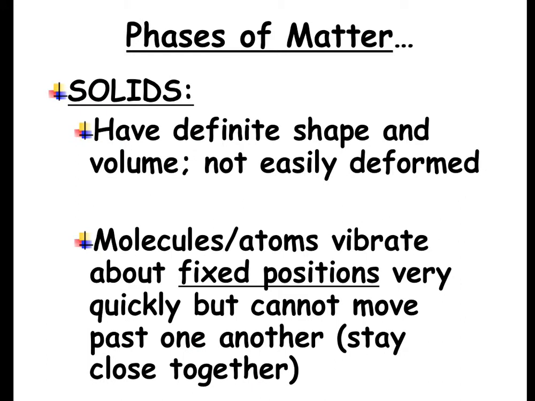Solids. Solids have a definite shape and volume. They're not easy to deform. Another way of thinking about this is it does not take on the shape of a container and it does not fill the container. So if you have a cube, it'll be a cube no matter where you put it. The molecules or atoms are in fixed positions. They vibrate or they have rotational movement. They do not move or glide past each other. They sit in one area.